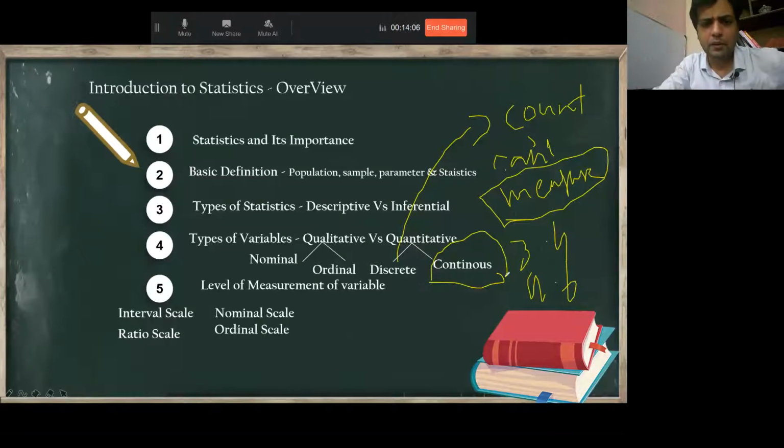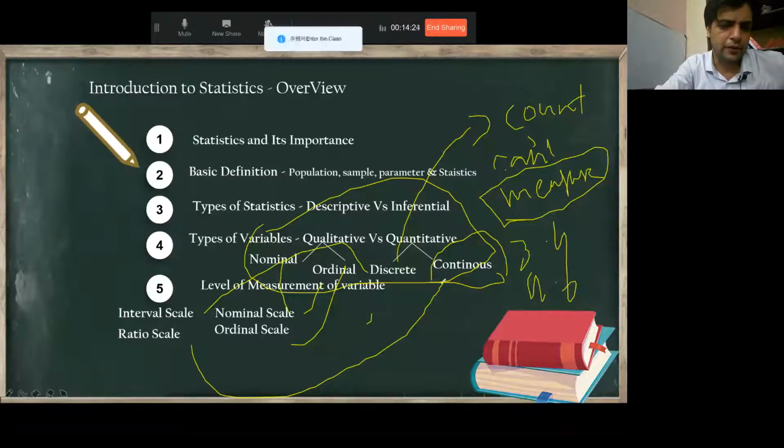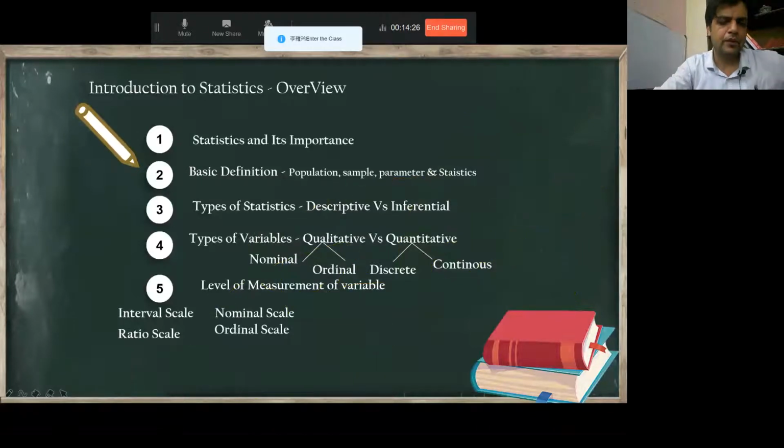And then we learned about the level of measurement, that is, how do we measure these data? So there are four scales. Nominal scale, of course, from the name, it's going to measure the nominal variable. Ordinal scale measures the ordinal, interval we measure discrete, and ratio we measure continuous, right? So that's how we measure the data.